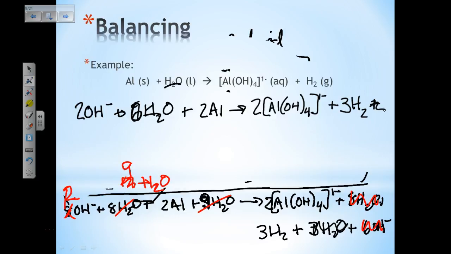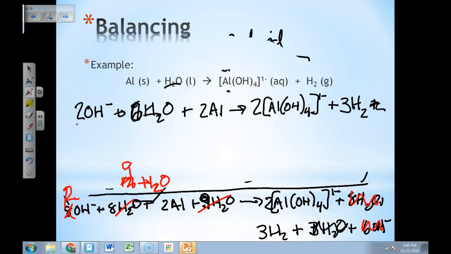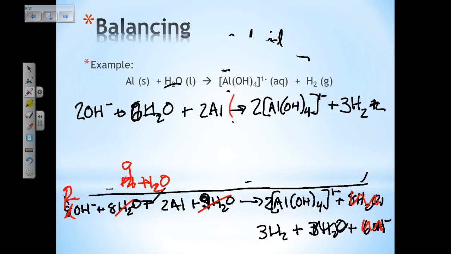Double check. The easiest way to double check is to check charge. What's the charge of the reactant side? This is 2 minus. What's the charge of the product side? 2 minus. This is 2 minus, this is 2 minus. Checks. Okay, so that's how we balance base catalyzed redox reactions. Have a great day, everybody.